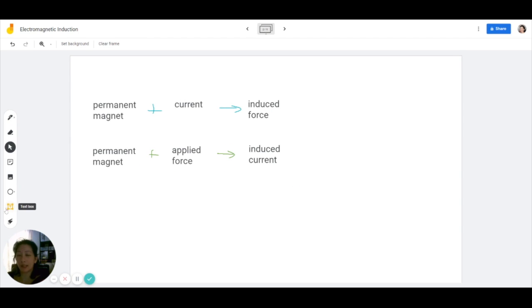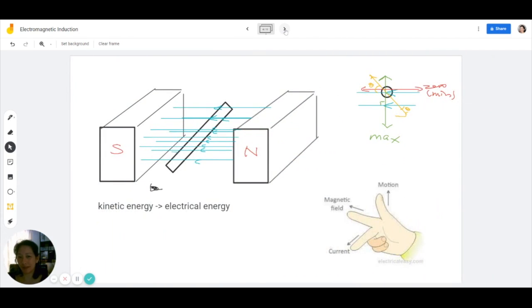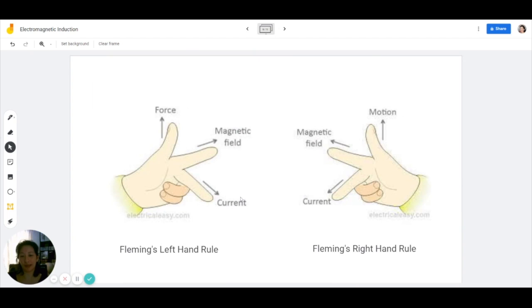What I always tell my students to help them remember this more easily is that when it comes to induced force, they need to use Fleming's left-hand rule. And when it comes to the production of induced current, they need to use Fleming's right-hand rule. I'm just going to copy and paste here so that I don't have to retype the whole thing. So let's compare Fleming's left-hand rule and Fleming's right-hand rule side by side.